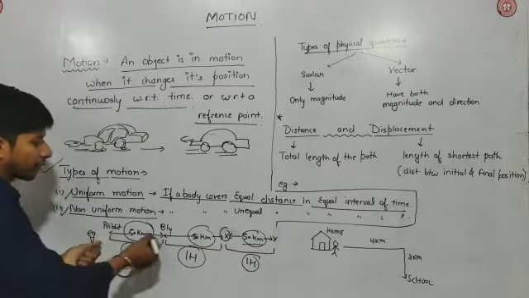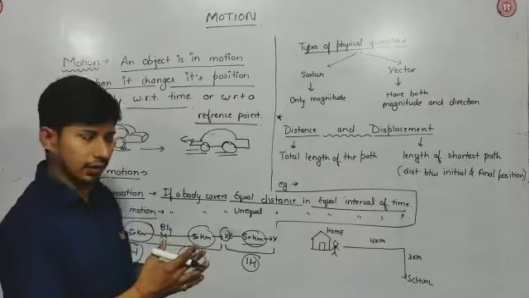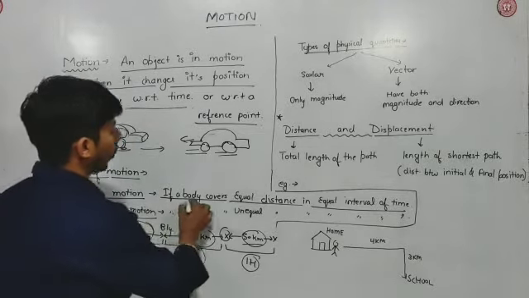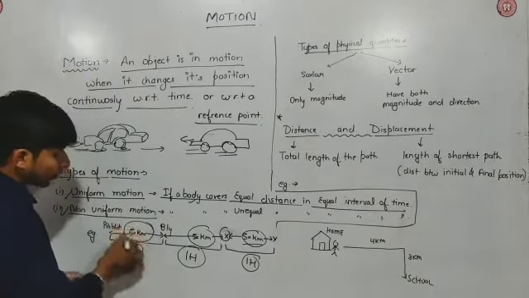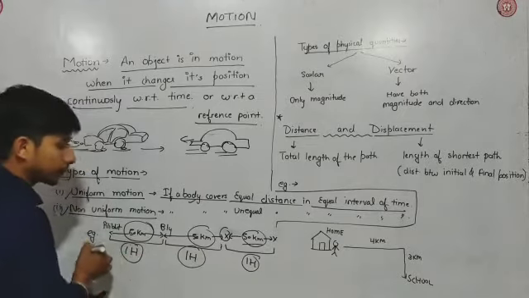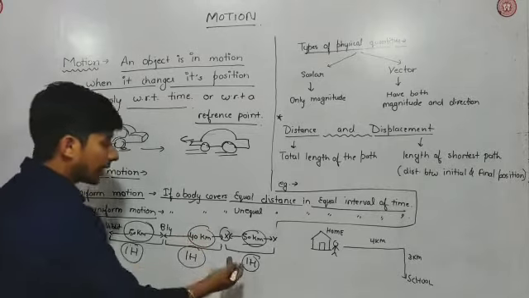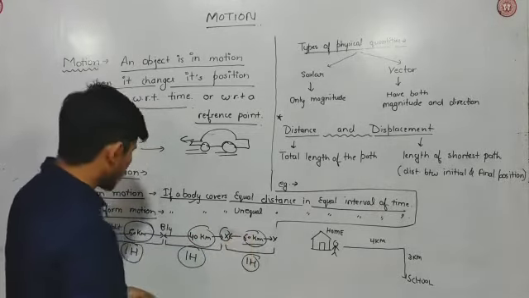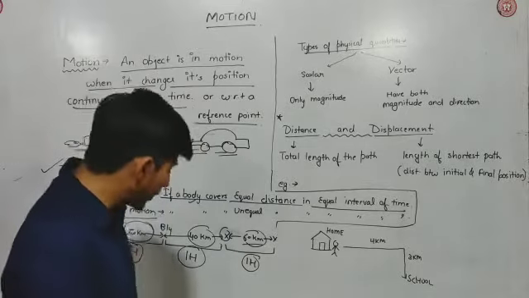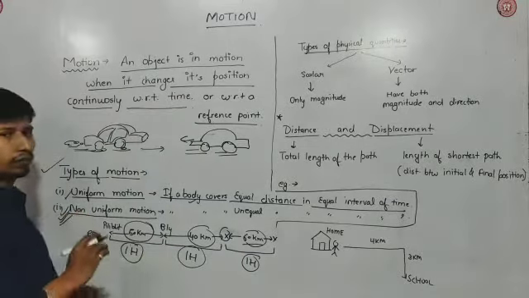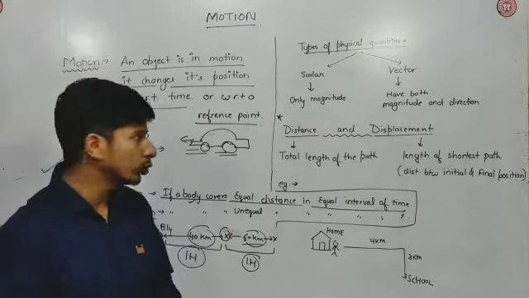Your car is running at a speed of 50 kilometers per hour continuously. So your car is in uniform motion. But what happens if you cover 50 kilometers in 1 hour, then in the next hour you travel 40 kilometers, and in the next hour 60 kilometers? Your car is now not covering equal distances in equal intervals of time, which means it is in non-uniform motion. It's not traveling with a uniform speed. Is it clear to you?